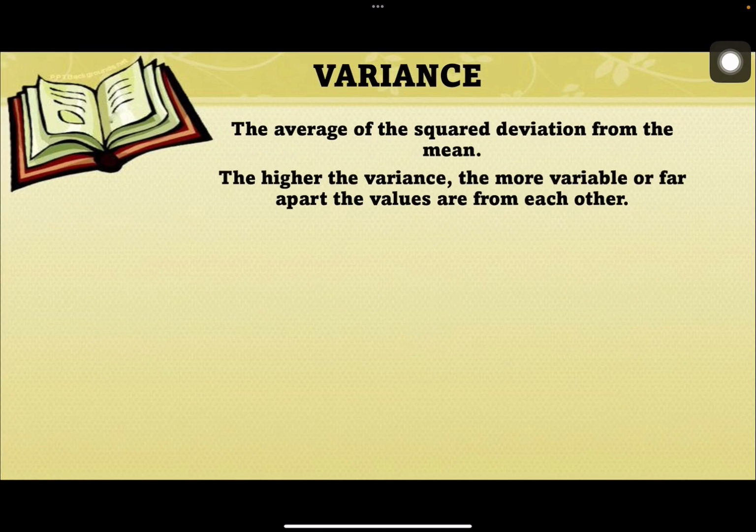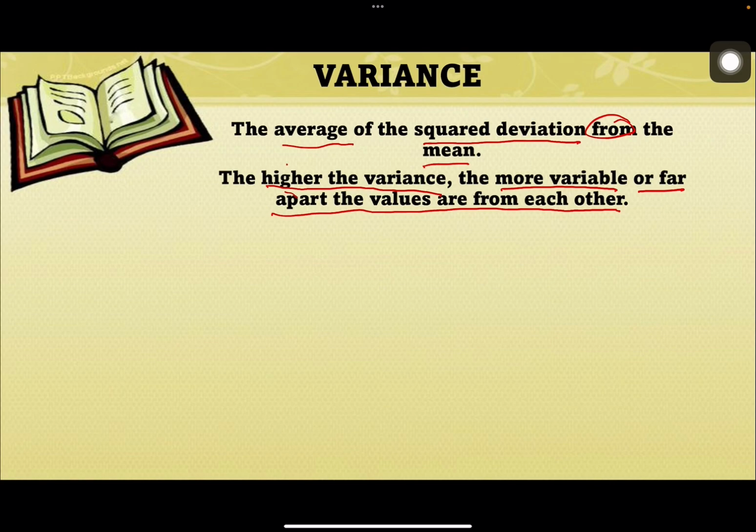Next, pag variance naman, it is the average of the squared deviation from the mean. Nakalagay from the mean kasi later on, yung mean, ima-minus natin dun sa grade mismo. Remember, this is ungrouped, so yung mga data natin dito is lower than 30. The higher the variance, the more variable or far apart the values are from each other.